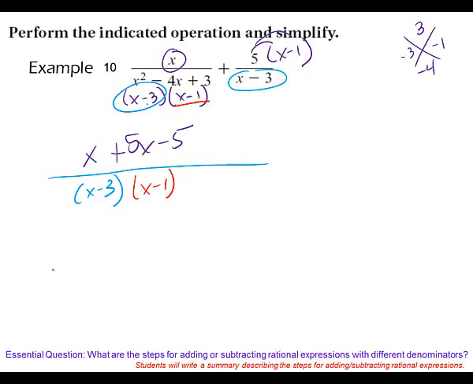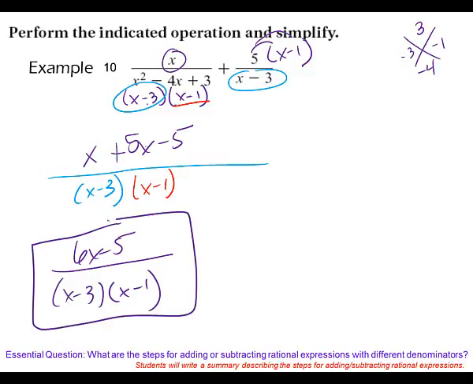All right, what do we need to do in the numerator? Combine 1 and 2. Good, so what's x plus 5x? 6x. And then we've got this x minus 3 times x minus 1. Check your numerator. Does it factor in any way? No, there's no GCF. There's nothing that's going to cancel with the denominator, so this has to be done.